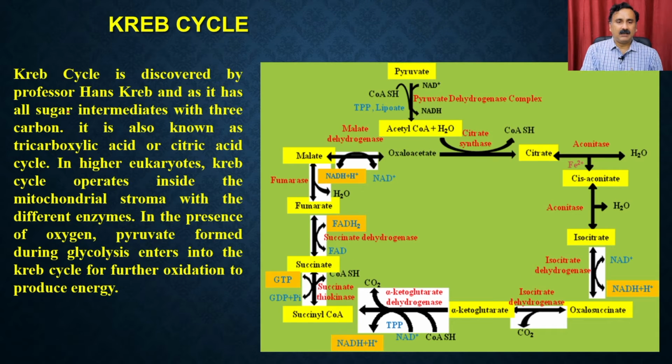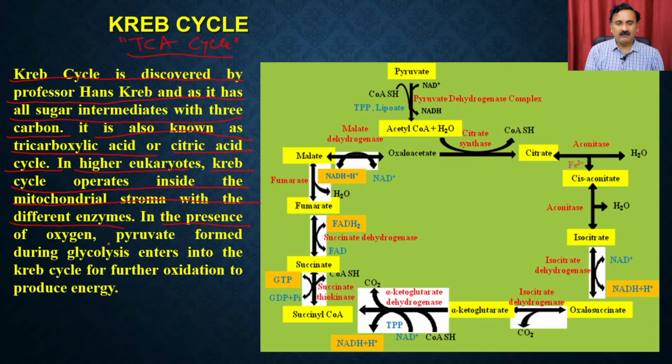The Krebs cycle is named after the scientist who discovered it, Professor Hans Krebs, and it has all sugar intermediates with 3 carbons. That's why it is also called the tricarboxylic acid cycle or the TCA cycle, and also the citric acid cycle. In higher eukaryotes, the Krebs cycle operates inside the mitochondrial matrix with different types of enzymes.